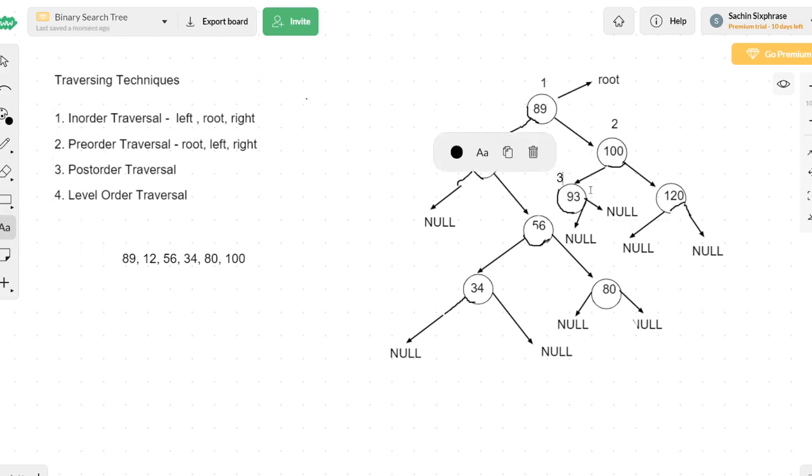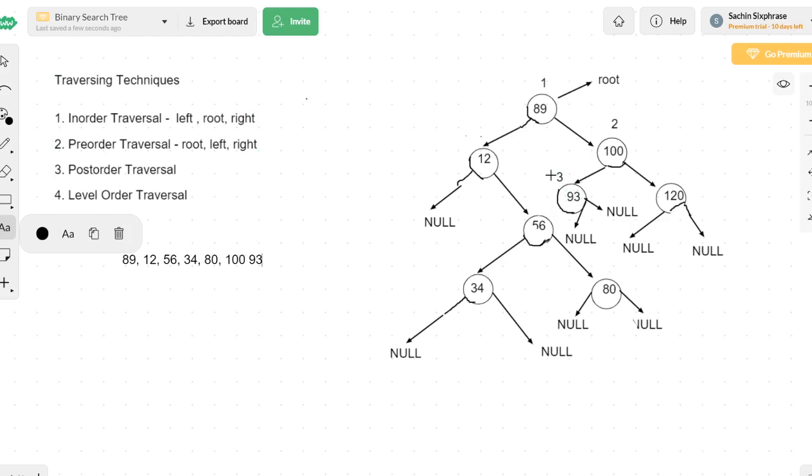We will come here to 93. After coming to 93, again root is very important, so we will be printing that root. So after 100 we will be printing 93. Then after coming to 93, root getting printed, the next choice is left, which is null.